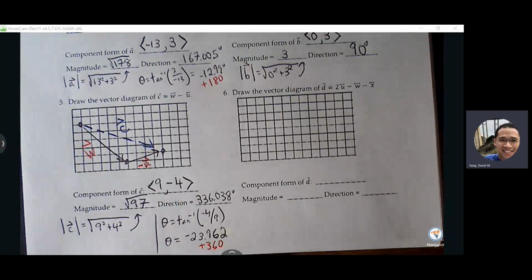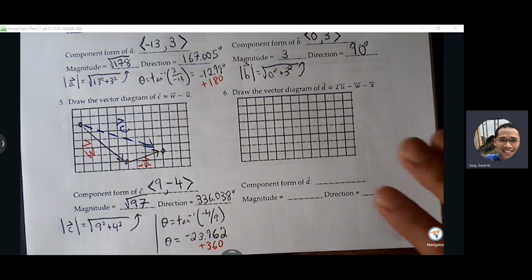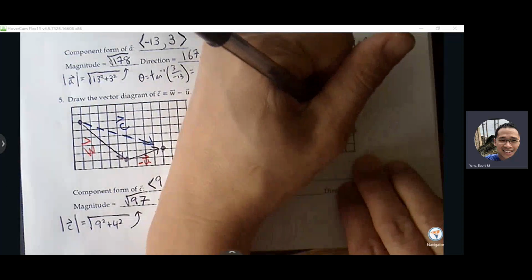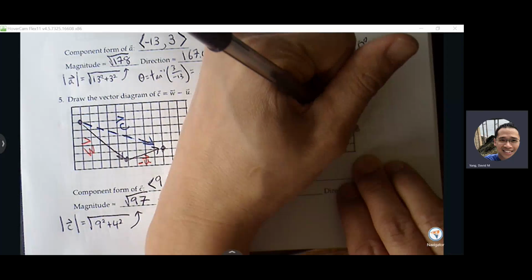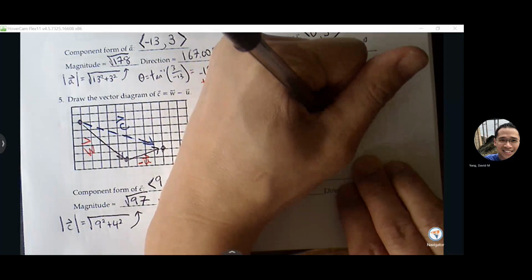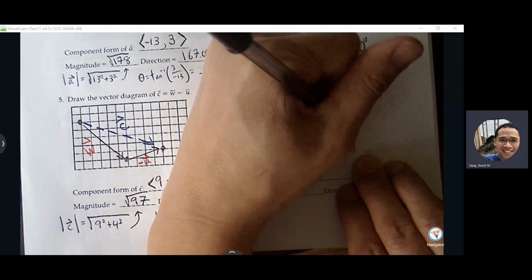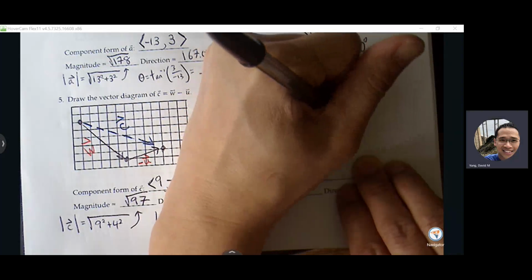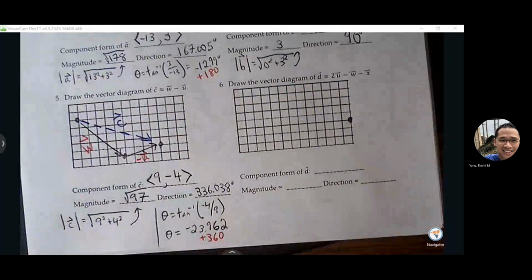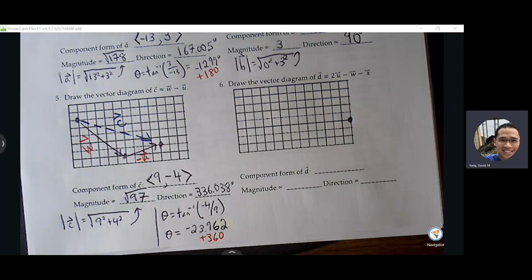All right, last one here, number 6. Let me give you a starting point, because you have such limited space here. Let's see. Start here. Okay, so we'll do 2U. So again, we got to double our vector U. So 8 left and down 2.